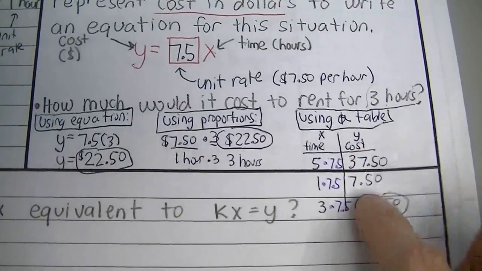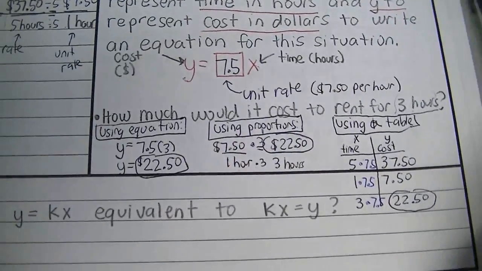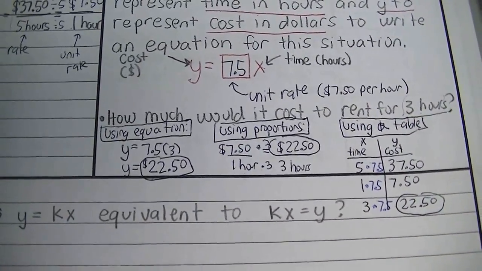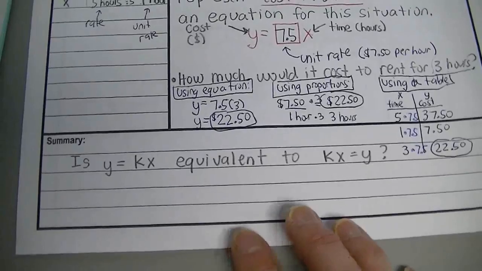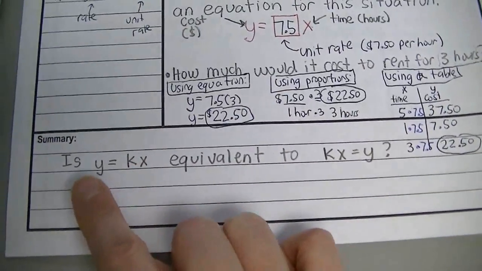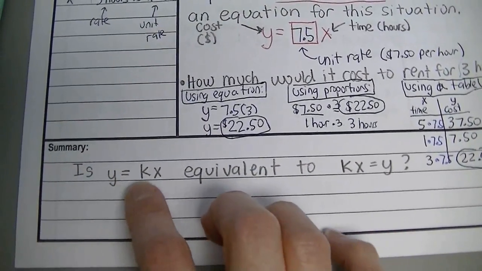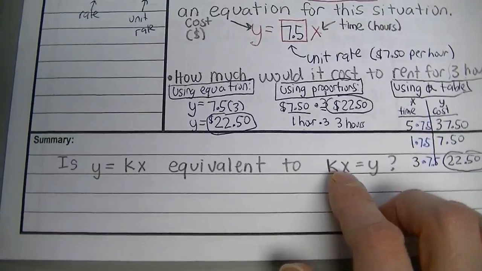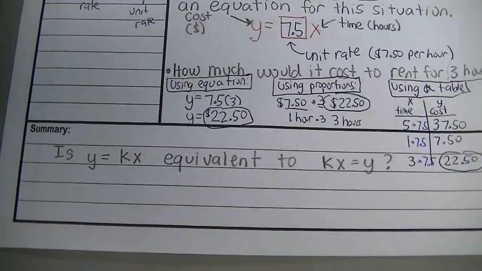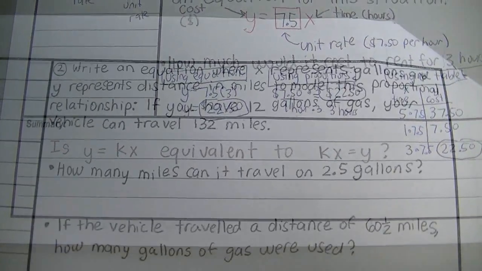So I've just shown you 3 different ways to get the same exact answer. Okay, for your summary, I want you to rewrite the question, because if you just write yes or no without the question, then it's confusing. So is y equals k times x equivalent to k times x equals y? Answer that, and then move on.